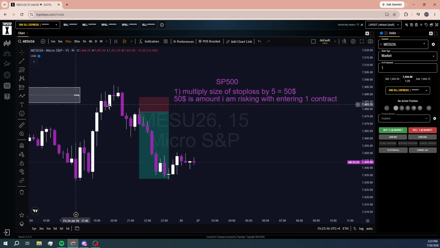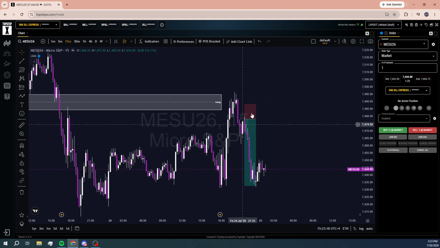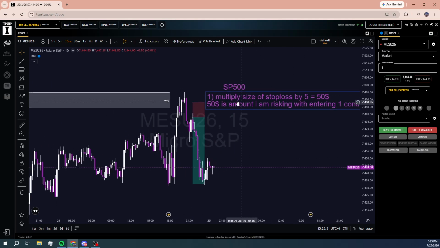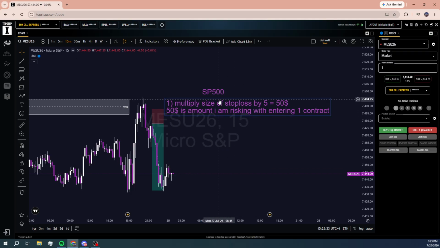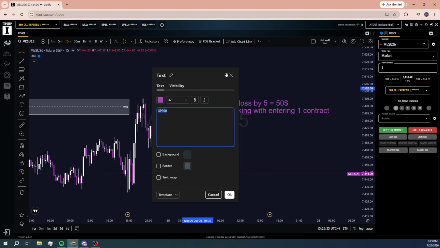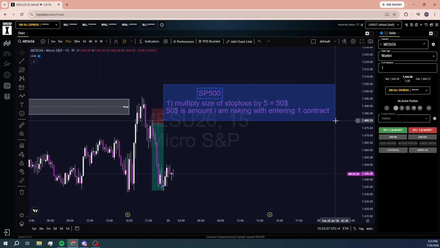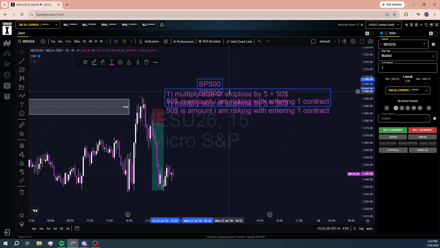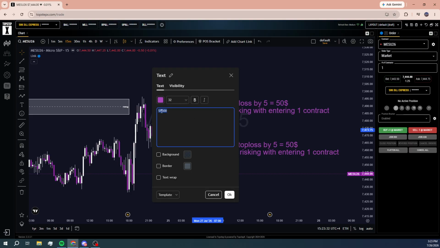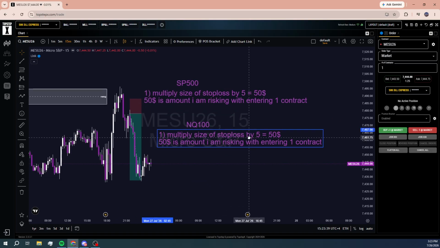Now let's take another example. I think you understand this, so take notes on this, and I will also tell you what the difference is on Nasdaq. Let's copy this. What is the difference about Nasdaq? On Nasdaq, the difference is that you multiply the size of stop loss not by 5, it is by 2. Which means that here, instead of 50, it will be 20.